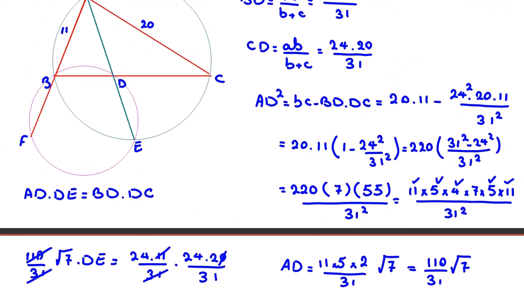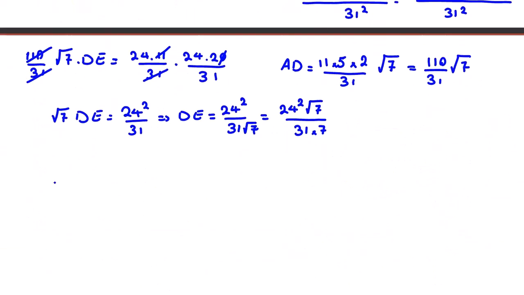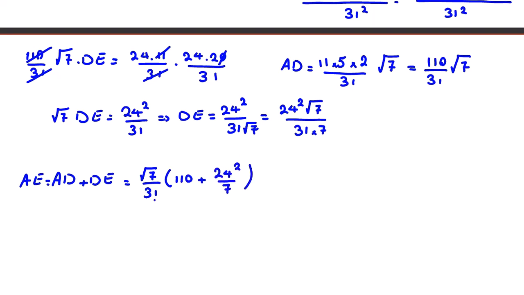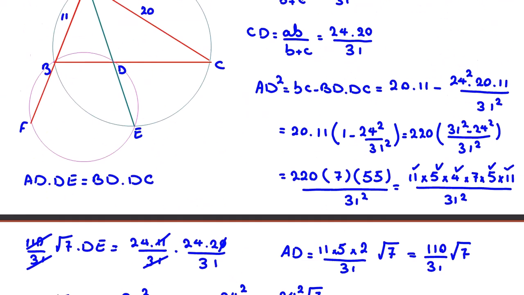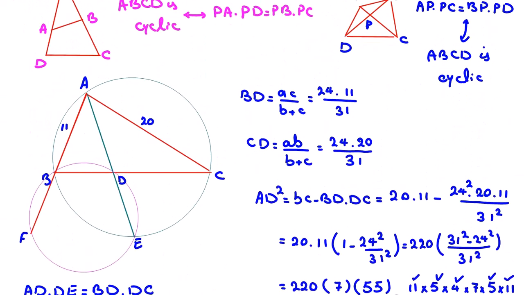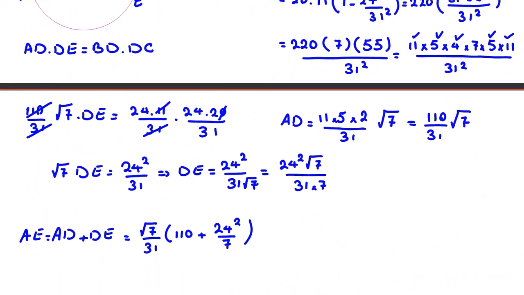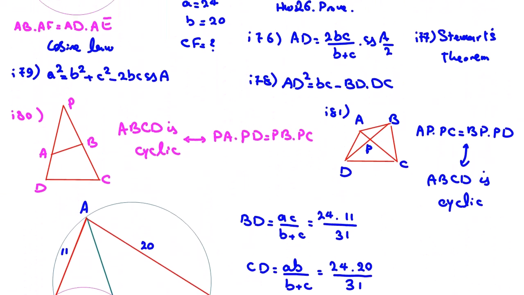Okay, now we want to find AE. AD plus DE is AE. We can use root 7 over 31. If we factor, it will be 110 plus 24 squared over 7. Okay, now we found AE. So after that, we can find AF. Okay, so try the rest on your own.